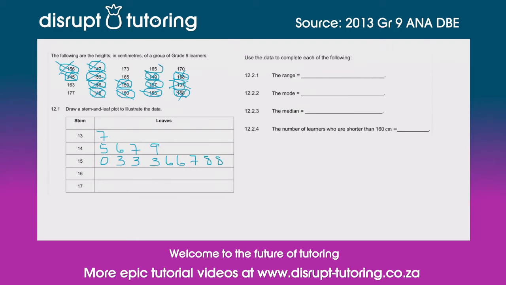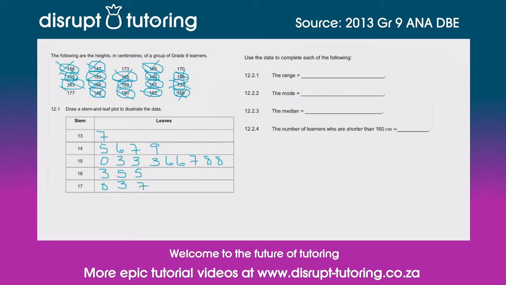Moving on to our 16s. In our first row, we've got that one. In our second row, we've got that one. In our third row, we have that one. And that's going to then be 3, 5, 5. So I'm going to cancel those out now. And then finally, I'm left with my 17s. And that's going to be 0, 3, and then 7.